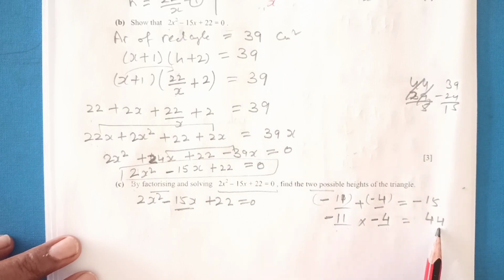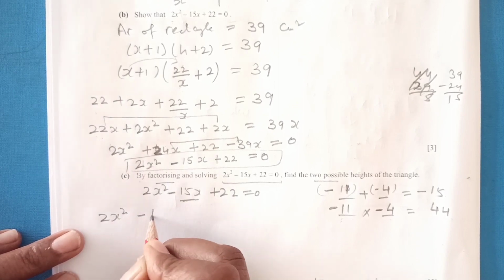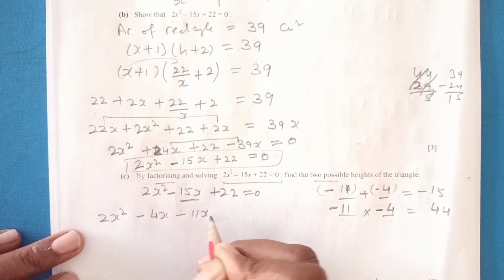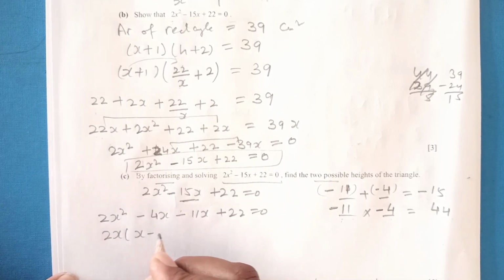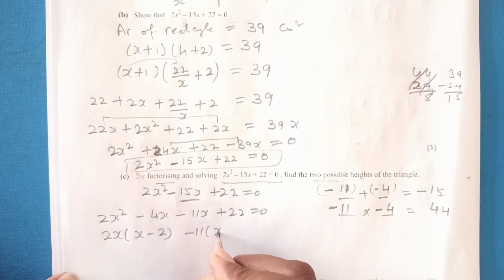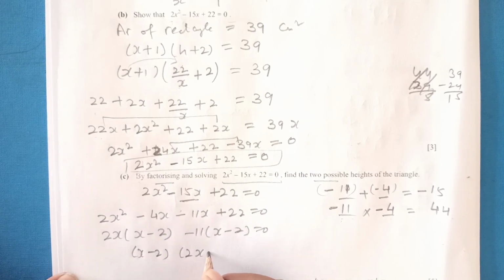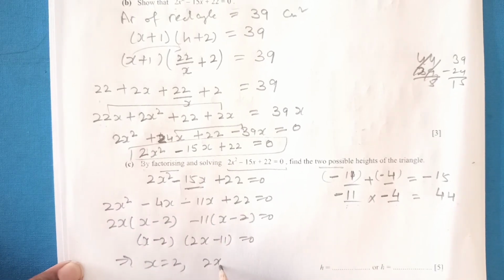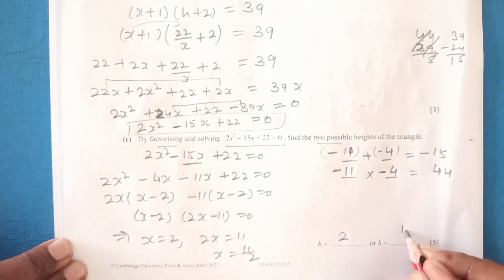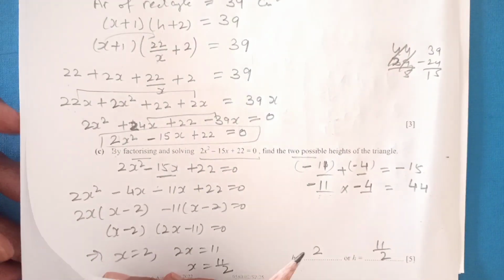11 times 4 is 44, making this negative and negative positive. So 2x squared minus 4x minus 11x plus 22 equals 0. So 2x common from here, x minus 2, then 11, x minus 2 equals 0. So x minus 2 and 2x minus 11 equals 0. So from here x is equal to 2 and 2x is 11, so x is 11 over 2, right? So that's the final answer for this value of heights. Okay, now let's see what we have next.